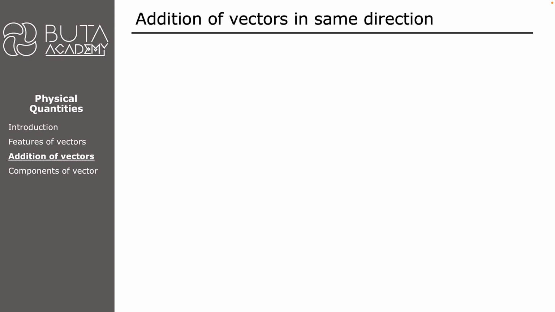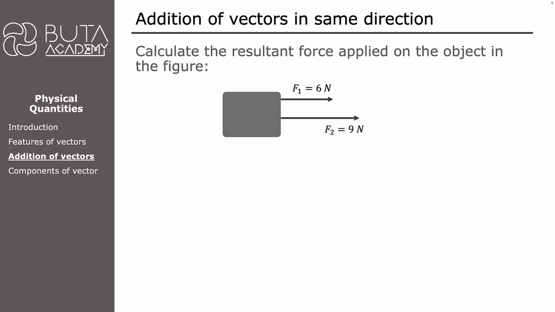Let's start with the simplest case, adding vectors in the same direction. It will be easier to explain it by using an example. Calculate the resultant force applied on the object in the figure. There are two forces applied on this object. The first one is 6 newtons and the second one is 9 newtons. And both are to the right, meaning they are in the same direction.